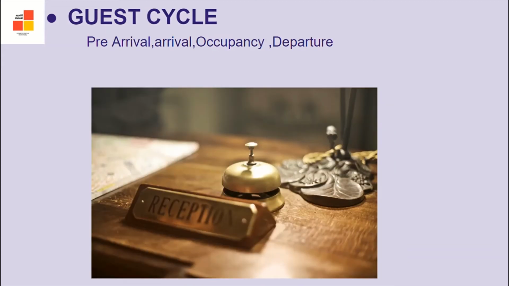Let's see what the guest cycle is. The cycle which starts even before the arrival of the guest into the hotel is called the guest cycle. It consists of pre-arrival activities done before the arrival of the guest, like quoting the rates and reserving the rooms. Arrival stage, when the guest arrives and registers are filled with their information. This is also called check-in. Occupancy, providing various services as per guest requirements, including security of the guest. Guest satisfaction is the main focus during this period. Departure, the final stage of the guest cycle, where the guest is ready to leave or check out of the accommodation.